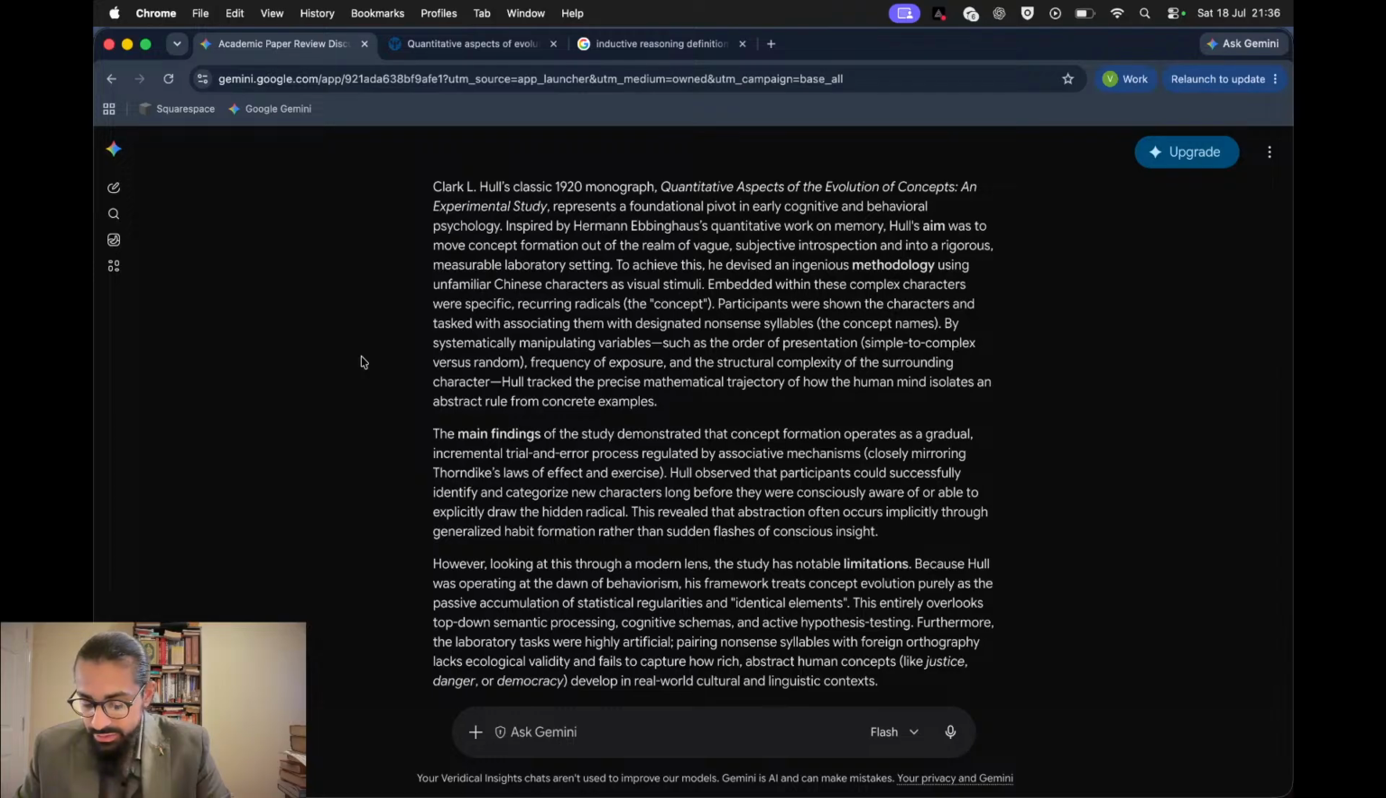Your brain naturally starts forming hypotheses. This is exactly what the chapter calls hypothesis testing. Your brain is constantly saying maybe the rule is size. So this is your brain trying to determine what the rule is. So this is rule induction, right? And trying to grasp concept formation from this point.